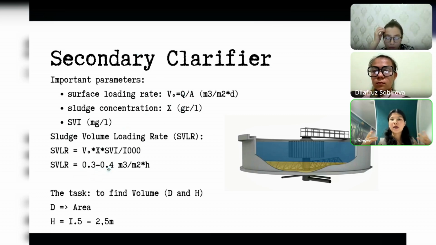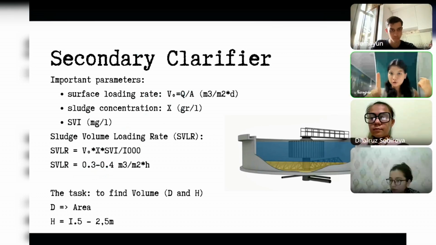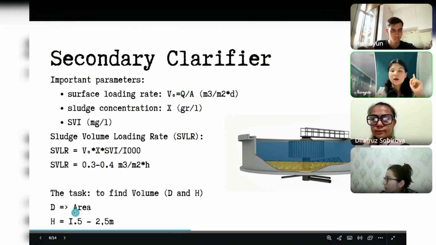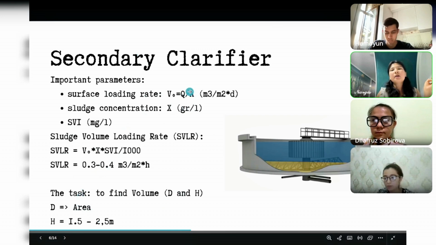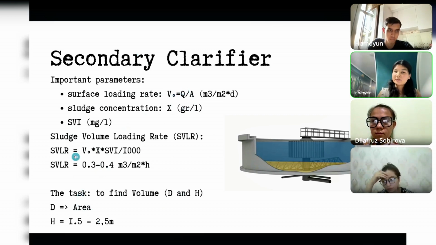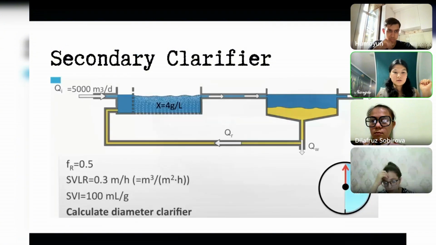And now, what is our algorithm? So our main goal is to find volume, right? So for volume, first we need our radius or diameter. Diameter we can find from area. Area we can find from V0, and V0 we can find from SVLR, right? So now that I assume that you understood it, we will solve this problem.